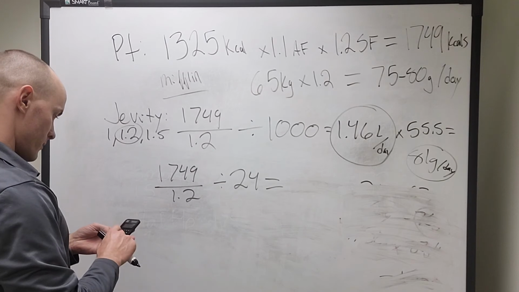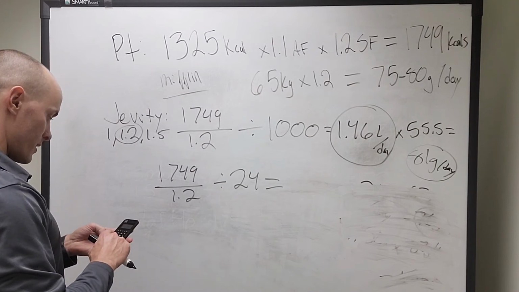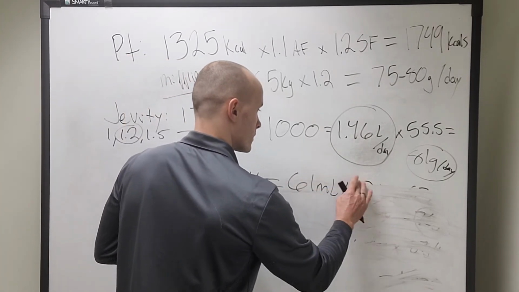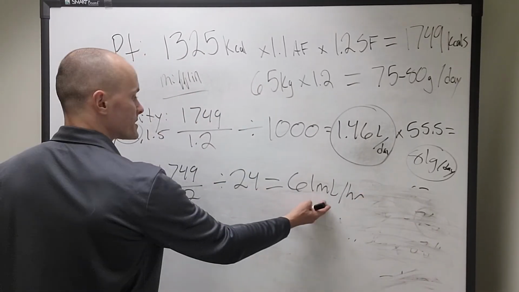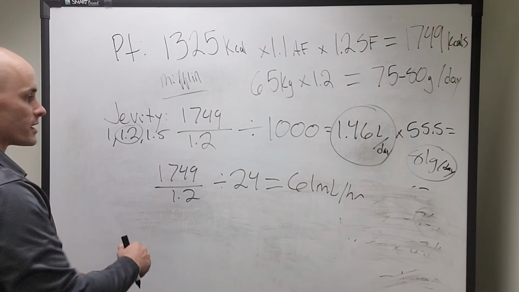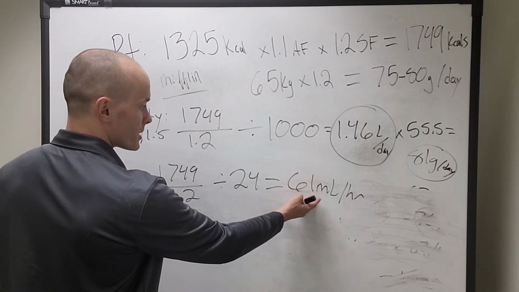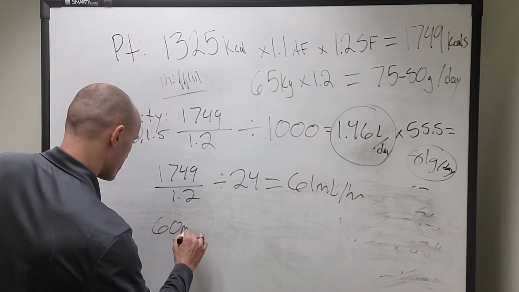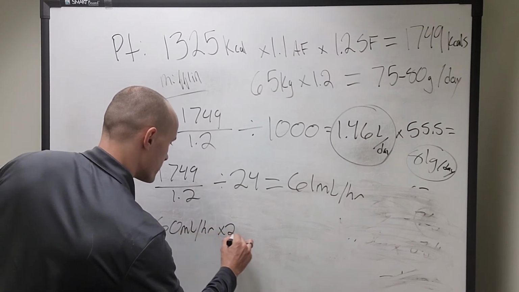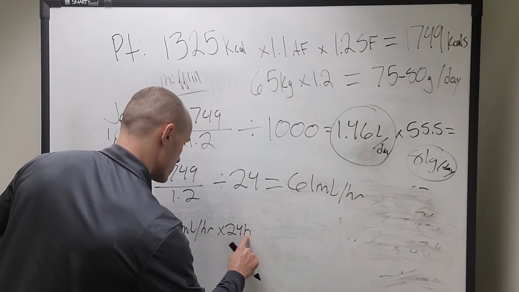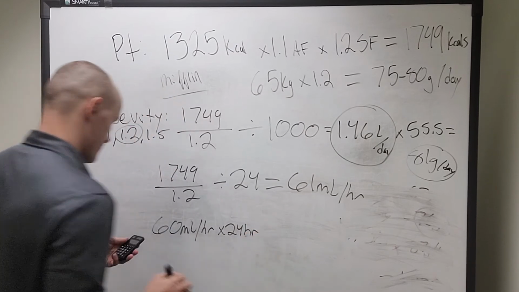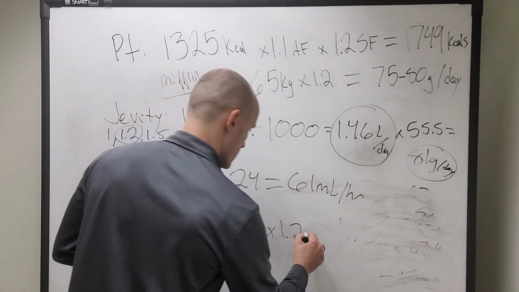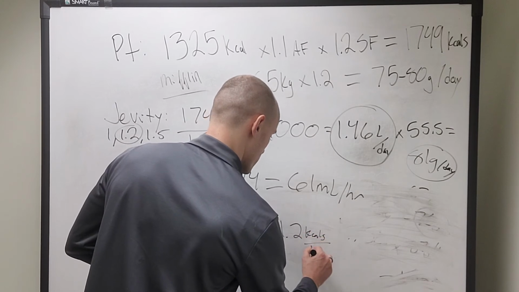1749 divided by 1.2 divided by 24. This is 61 mils per hour. So if you run this at 61 mils an hour, it'll give you this much. So I'm just gonna, usually you round up, but it's so close to 60, I'm just gonna say 60 mils an hour times 24 hours times 1.2, the concentration, kcals per mil.